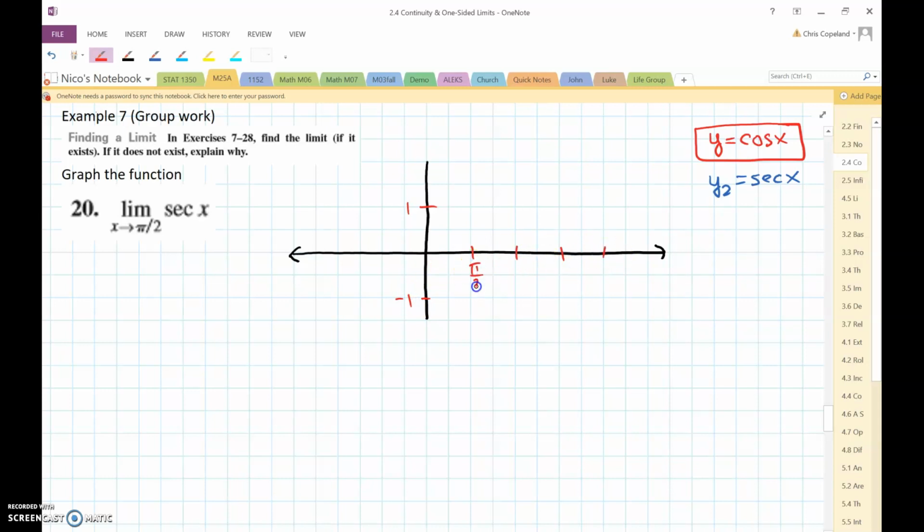So cosine of x has a period of 2 pi. Starts up at 1, comes back down, and then comes back up again. So it's going to look something like this. Okay.